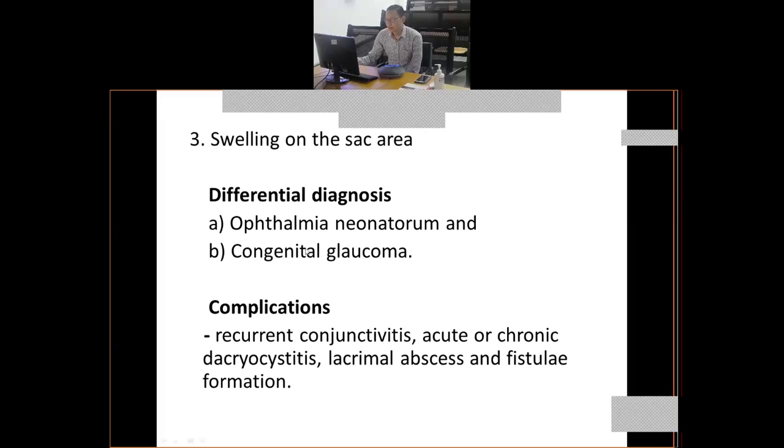Differential diagnosis include ophthalmia neonatorum, then congenital glaucoma. In ophthalmia neonatorum, the patient will complain of discharge, there will be marked edema of the upper eyelid, then chemosis will be there. In congenital glaucoma, the patient will complain of epiphora, photophobia, blepharospasm, buphthalmos. Then complications may be conjunctivitis, dacryocystitis, lacrimal abscess, fistula formation.